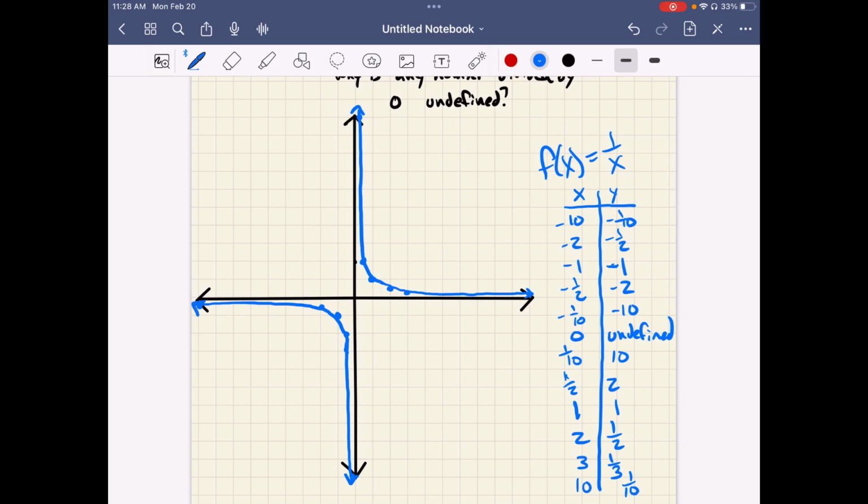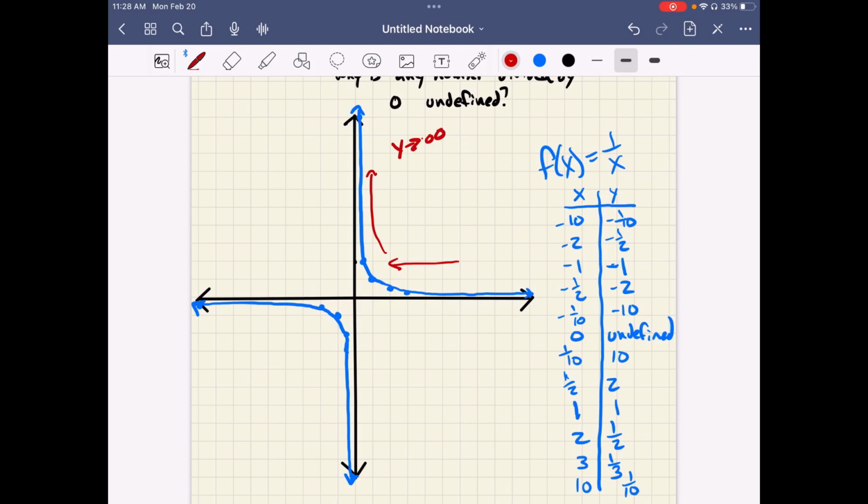And now, here's where we can start to see what's happening and why any number divided by 0 is undefined. Well, we can answer it by looking at it this way. As I start to approach 0, as my x gets closer and closer to 0 on the positive side of things, when all of my x values are positive, I can see that my graph starts to curve upwards and my y goes towards positive infinity.